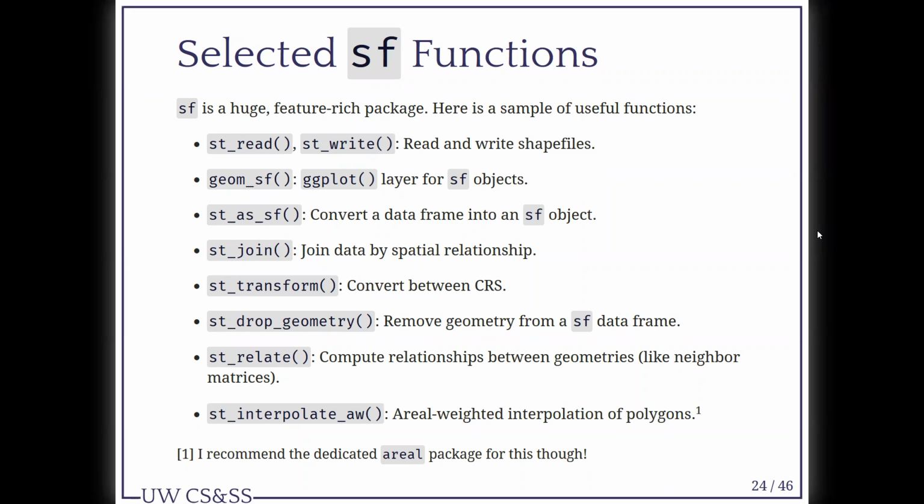st_drop_geometry is the way that you get rid of the geometry column in your data frame. So remember this one, because I will always get upset and forget this one. I'm hoping that you don't have that same feeling I get. st_relate will compute relationships between geometries, like neighbor matrices, so that you can tell whether or not things are touching and hanging out among your polygons. And there's also st_interpolate_aw, aw being areal weighting.